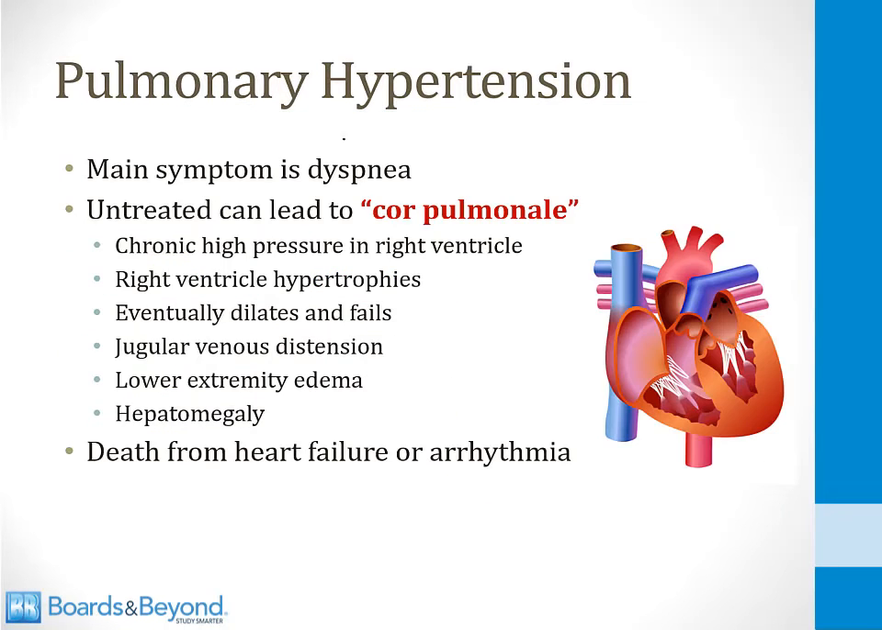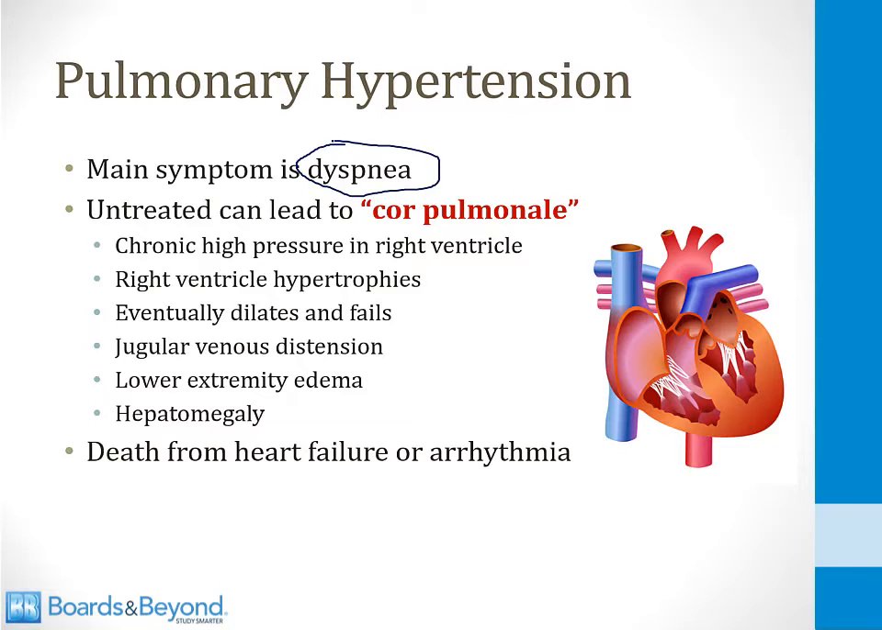The main symptom of pulmonary hypertension is dyspnea. When there are high pressures in the pulmonary artery, blood cannot flow normally to the lungs, and that will lead to the onset of dyspnea. Especially with exertion, patients will complain of limited breathing when they try to exert themselves.